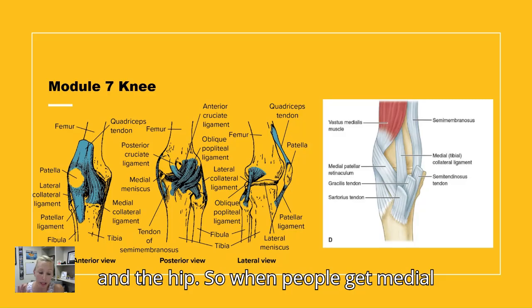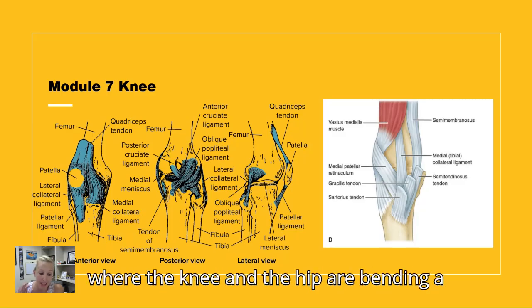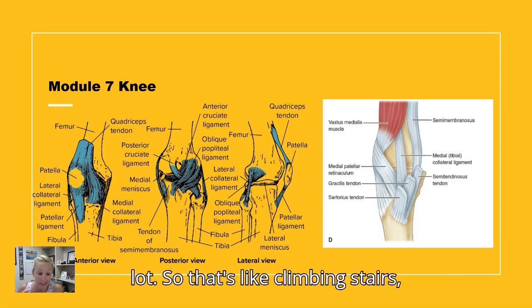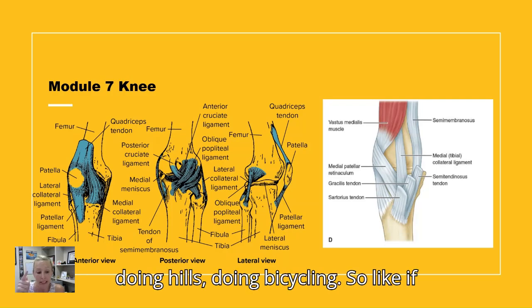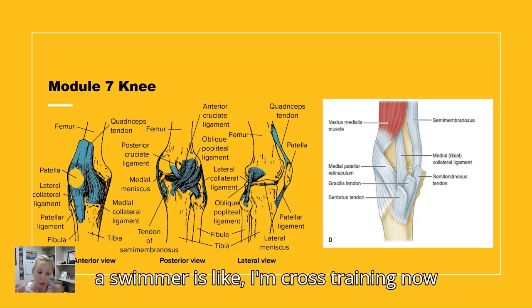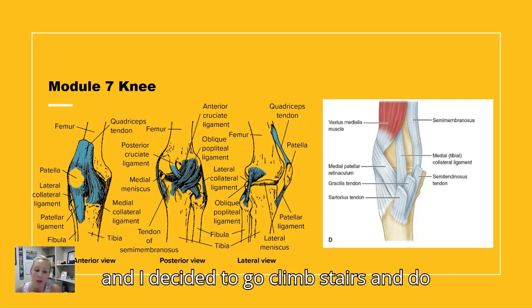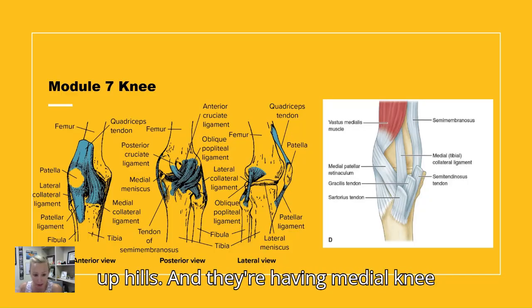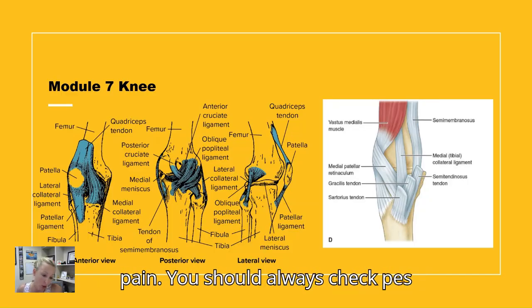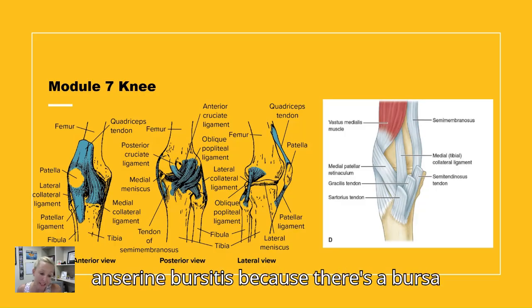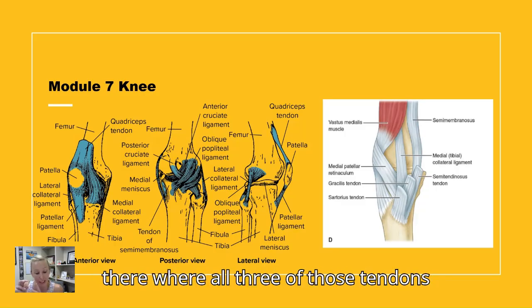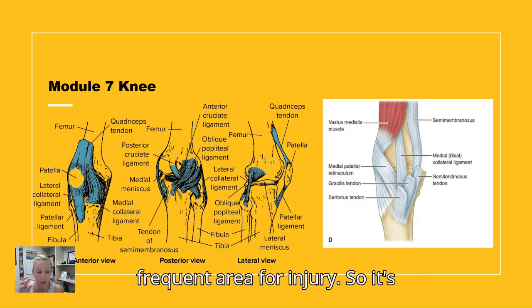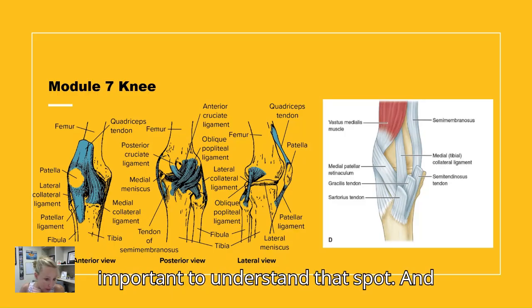So when people get medial knee pain after doing things where the knee and the hip are bending a lot, like climbing stairs, doing hills, or bicycling, for example, if a swimmer says, I'm cross training now and I decided to climb stairs and do hills and bicycle up hills, and they're having medial knee pain, you should always check for pes anserine bursitis, because there's a bursa there where all three of those tendons attach at one spot. So it's a high-frequency area for injury, and it's important to understand that spot.